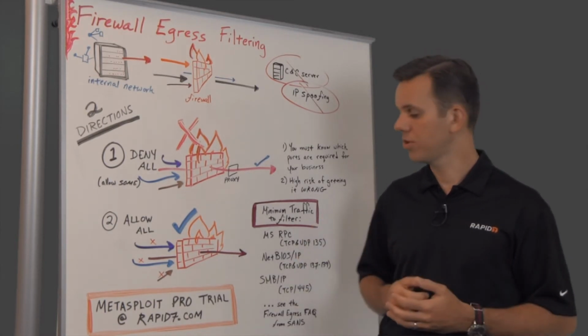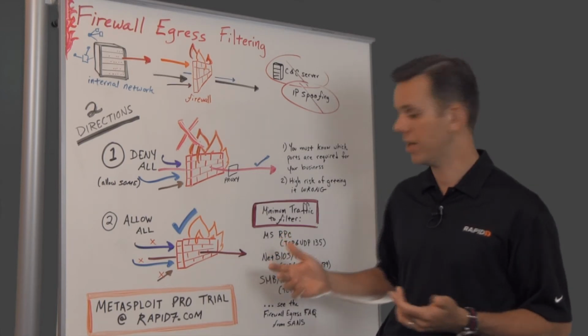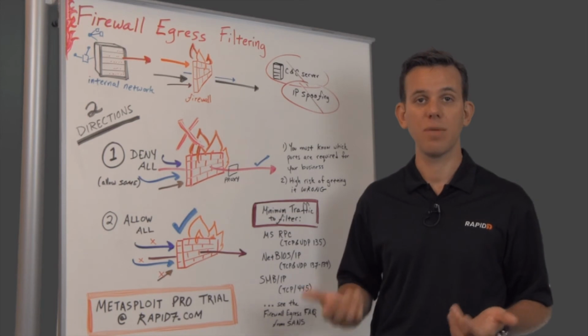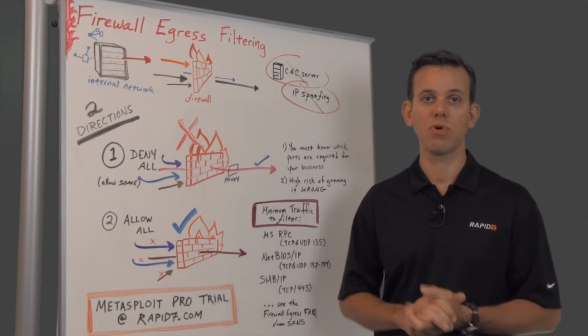Here, what you can do is use the firewall egress testing module in Metasploit Pro, and there's a free trial available on rapid7.com that you can download. Hit one button, and it'll test your firewall egress and tell you what ports are open and closed.